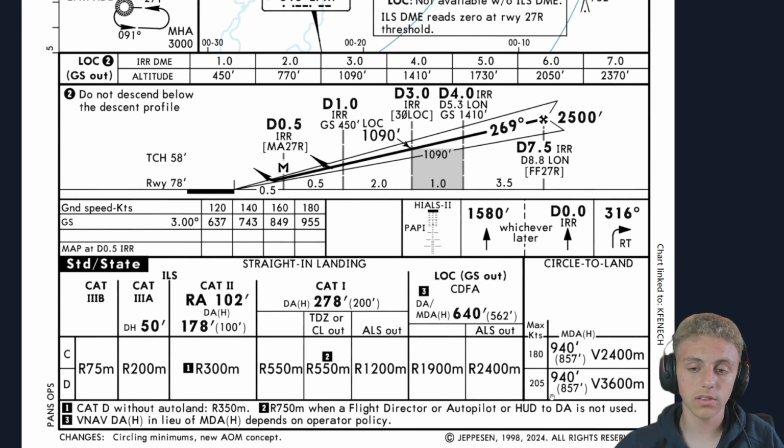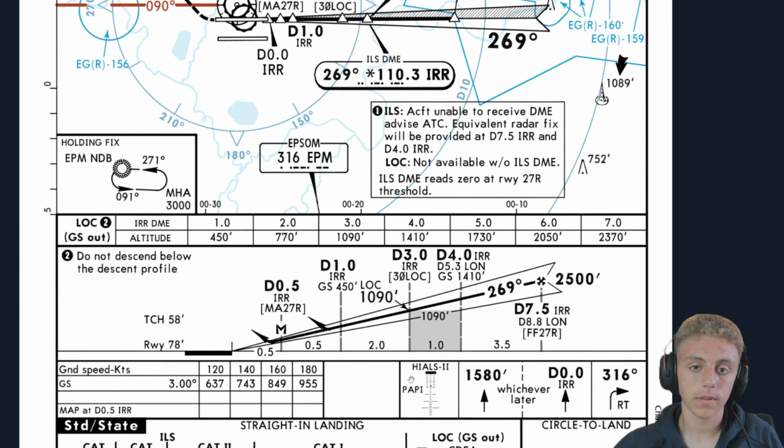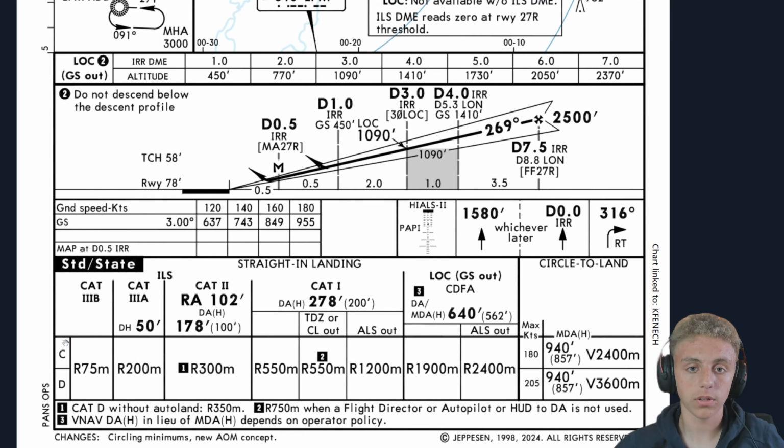Now this circle to land thing is new. What it is pretty much, if for whatever reason you cannot follow an approach with the ILS, you can just turn in to land and circle to land over here. It tells you for category C and D aircraft there are differences. Category C aircraft are smaller aircraft like A320s and 737s, while category Ds are wide bodies like 777s.